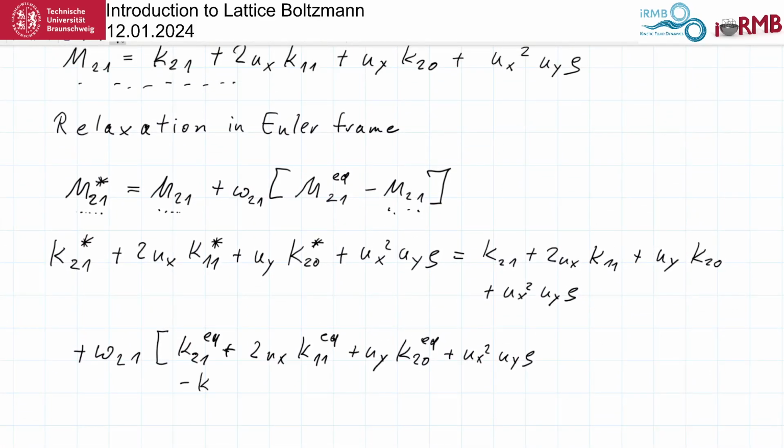The pre-collision guy is k 2,1 pre-collision minus ux times k 1,1 pre-collision, and minus uy k 2,0 pre-collision minus ux square uy rho. Okay, so now that's it.